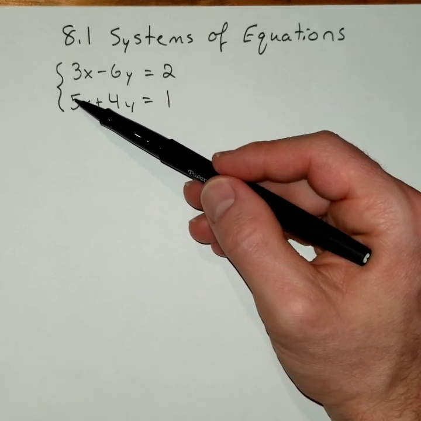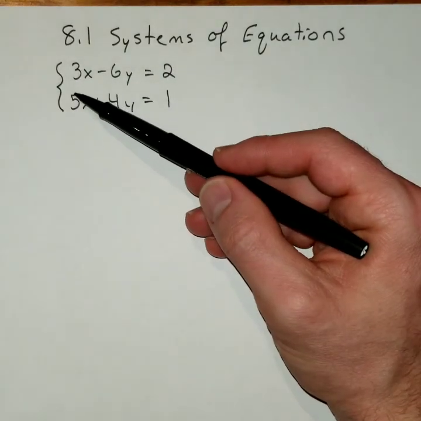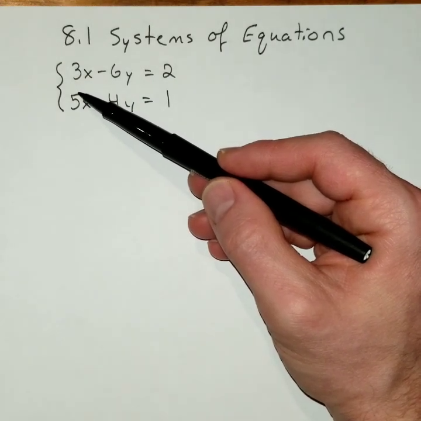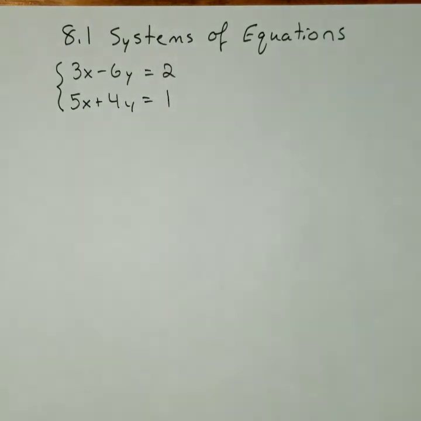I'm just going to choose the x's. You can really choose the x's or the y's, it doesn't matter. But what I'm going to do is go with the x's. I know the least common multiple of 3 and 5 is 15. And so I want to get a positive and a negative 15. It doesn't matter which one is which.